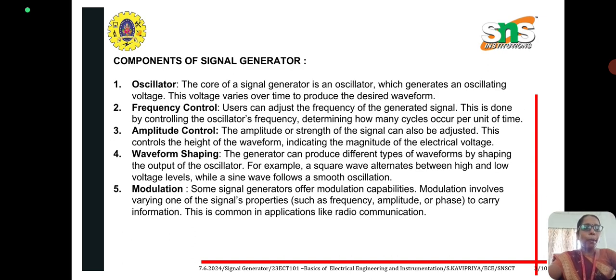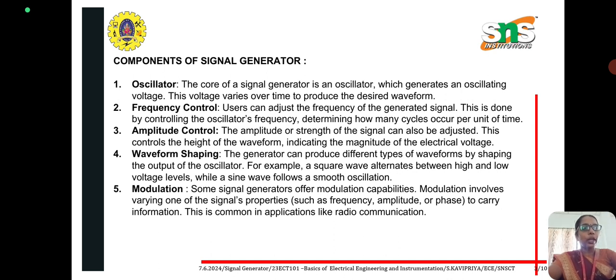And next is the components of a signal generator. First block is an oscillator. The core of a signal generator is an oscillator. It generates the oscillating voltage. This voltage varies over time to produce the desired waveform.